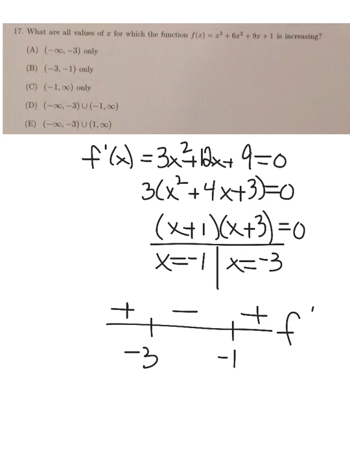And they want to know where the function is increasing. So you can see that the function is increasing here from -infinity to -3. It's also increasing from -1 to positive infinity. Okay, so the answer again would then be choice D.